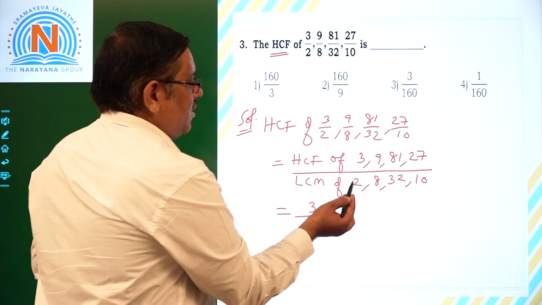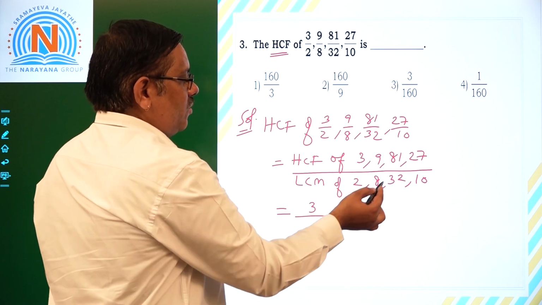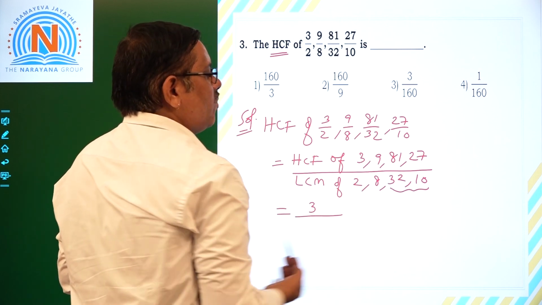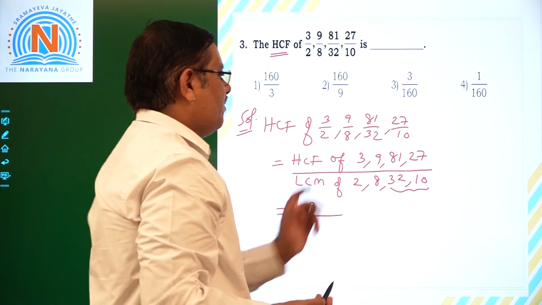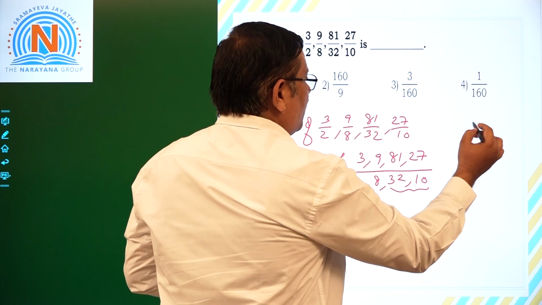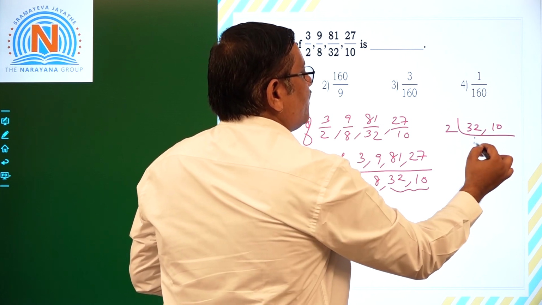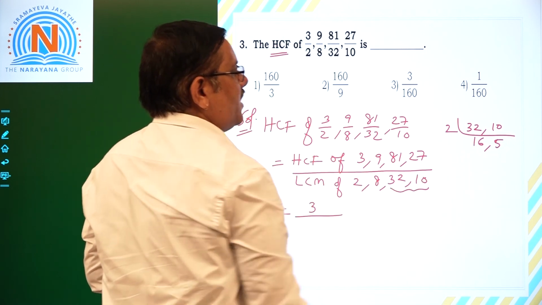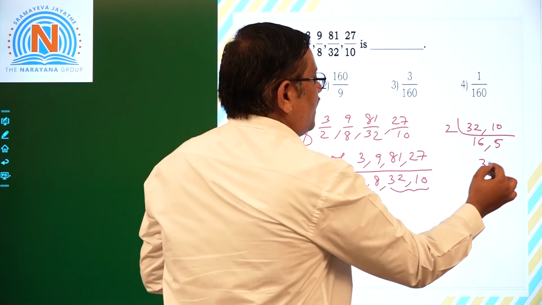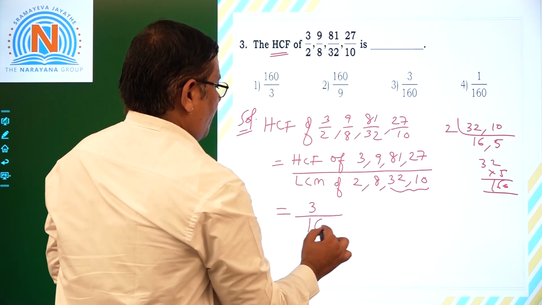If you look at that, 2 and 8 are factors of 32. So if you find the LCM of 32 and 10, that is enough to say that is the LCM of all the 4 numbers. For 32 and 10, let us use the division method. 2 times, if you take, that is 16 and 5, that's all. So 2 16s are 32, 32 5s are 32 into 5, nothing but 160. So 160 is the LCM of the denominators.